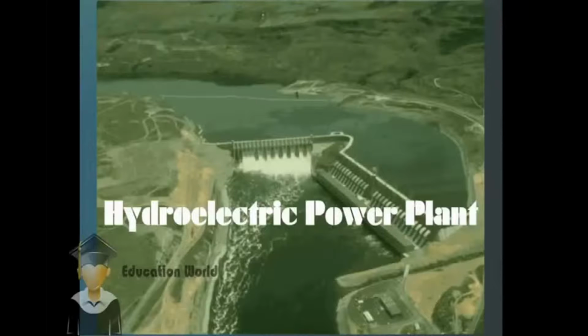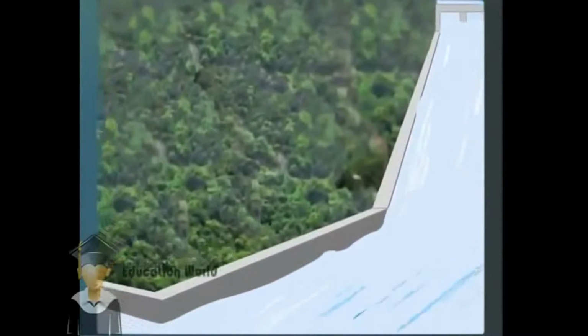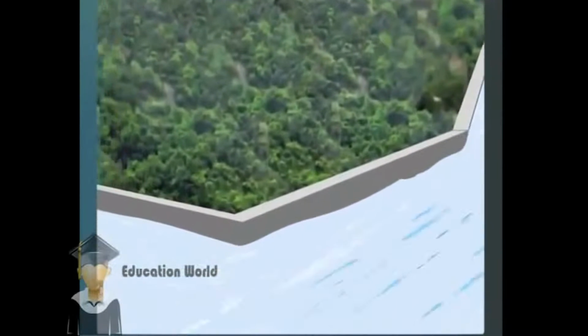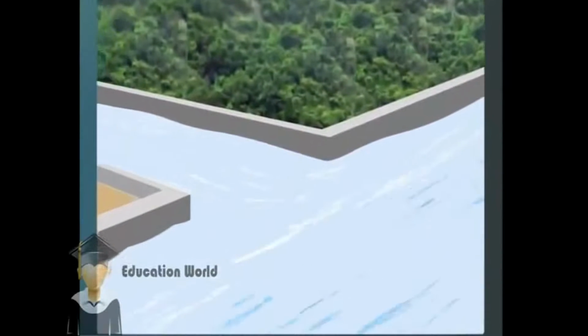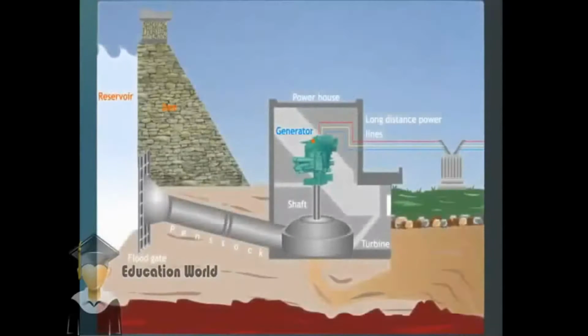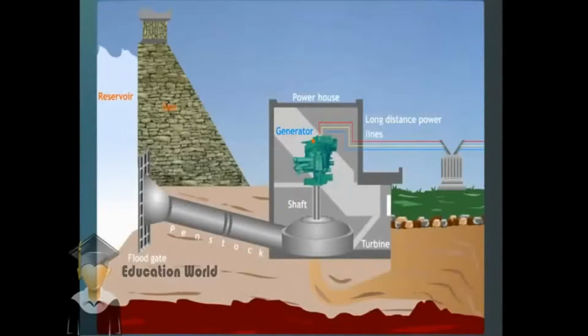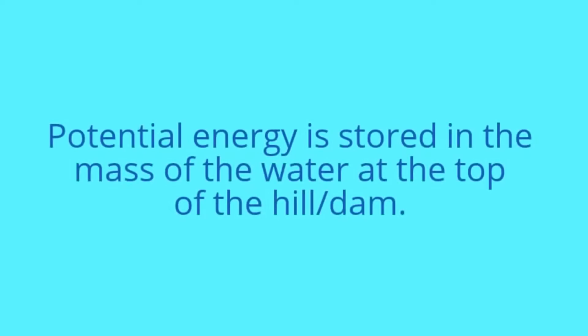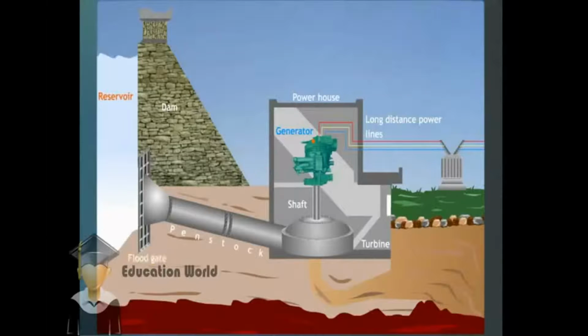Hydroelectric power plant. In a hydroelectric power plant, electricity is produced from water. A dam is built across a large river to hold back the river water and raise its level to form a reservoir. At the bottom of the dam, there is a floodgate.